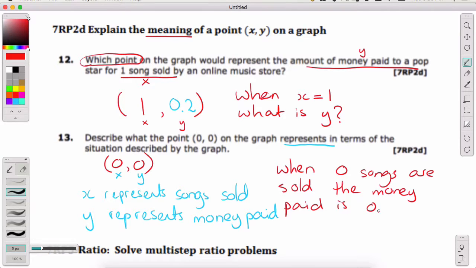And that's when the pop star starts thinking about a different career.